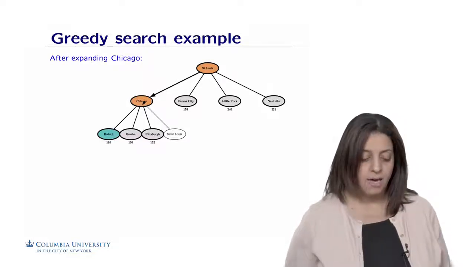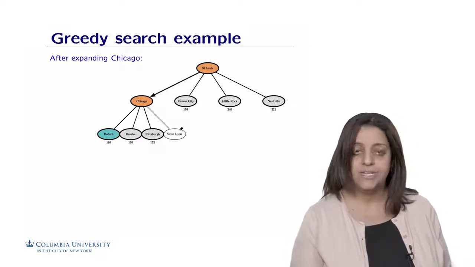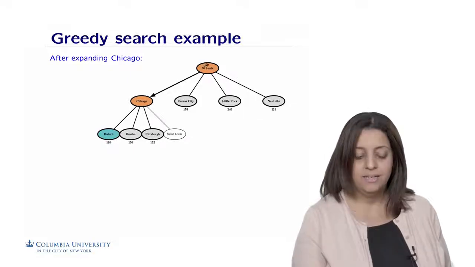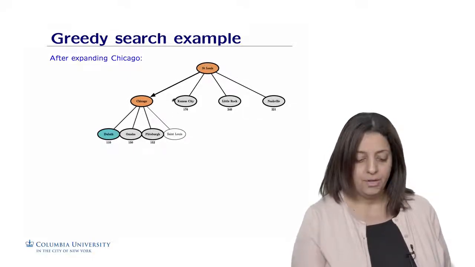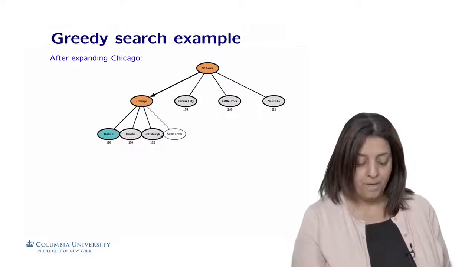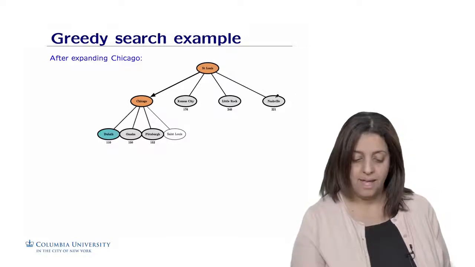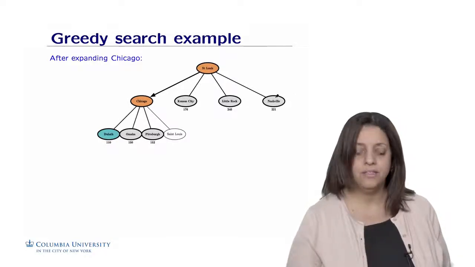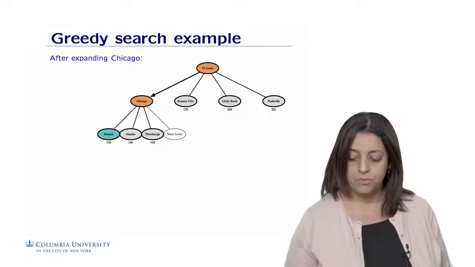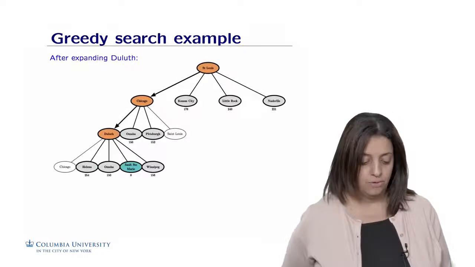So the children are Duluth, Omaha, Pittsburgh, and St. Louis. So St. Louis won't be put in the fringe simply because it is already explored. But the other ones that are in the fringe are Omaha, Pittsburgh, Kansas City, Little Rock, and Nashville, and also Duluth. So among these cities that are actually in the fringe, we are going to pick Duluth. That seems to be the closest to the goal.